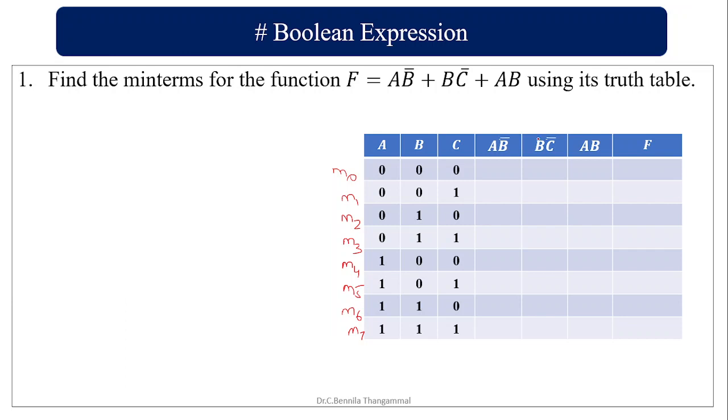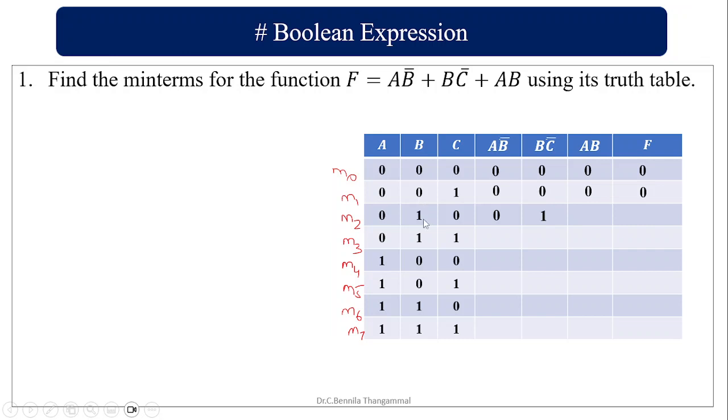So A B bar is 0, 1. So 0 into 1 is going to be 0. Then B C bar: B is 0, C is 0, so C bar is 1. So 0 into 1 is going to be 0. A B is 0 into 0, which is 0. So function f is going to be the combination of all these three. So next is 0, 0, 0, and here it is 0. Next is going to be 0.